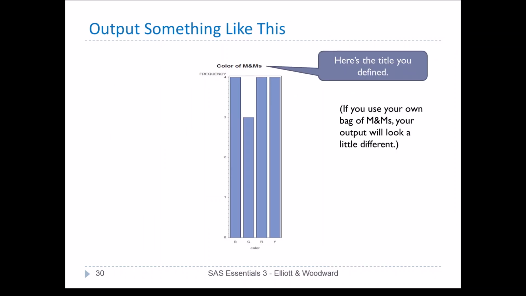Now, this is the result. It's a little bit of a boring graph this time because most of the colors are the same except green. I don't know why green is always the least amount, it seems to me, because that's my favorite color. But this is what it should look like.